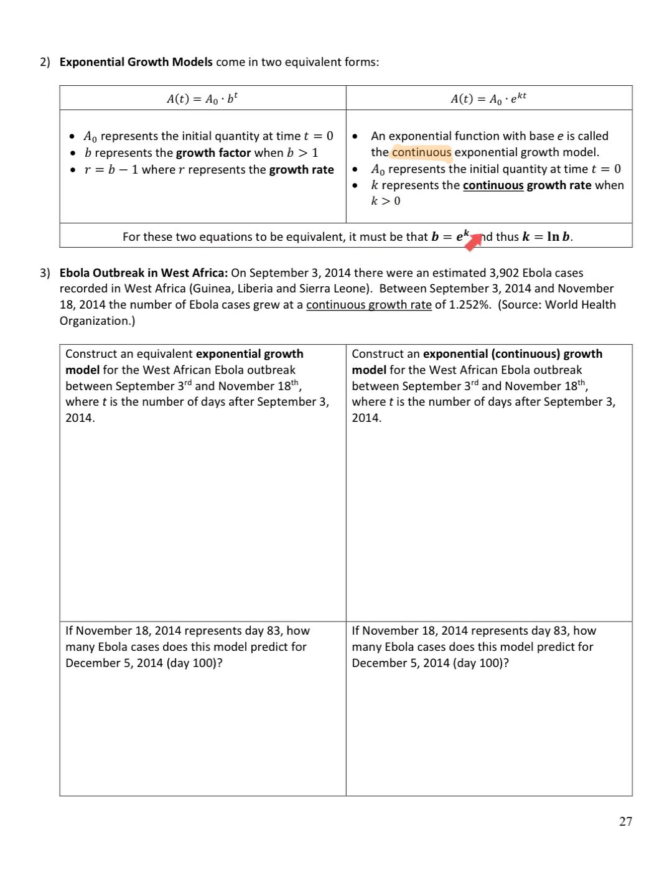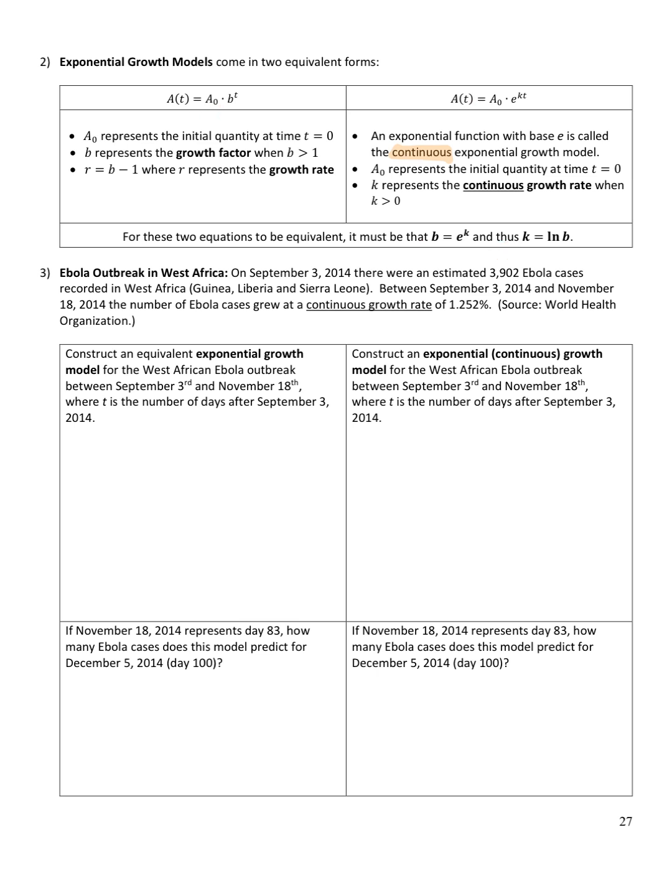Okay. So these two equations are equivalent, and for them to be equivalent, b has to be the same thing as e to the k. b equals e to the k, and if you wanted to solve this equation for k, you could take the ln of both sides, and you would have k is equal to the ln of b. So these two equations are how you convert between these two forms.